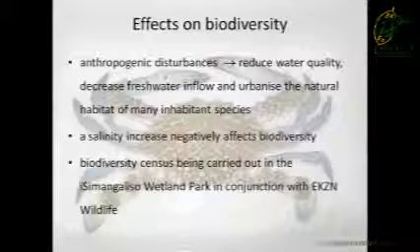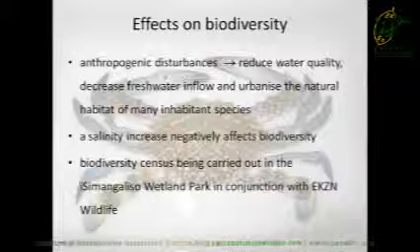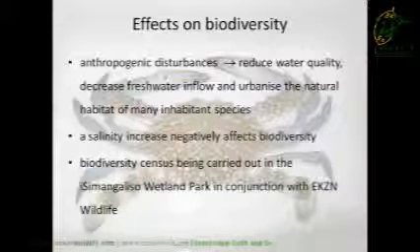So how does this affect biodiversity? Okay, anthropogenic disturbances reduce water quality, decrease freshwater inflow, and urbanize the natural habitat of many inhabitant species. Then you have fluctuations in salinity which negatively affect biodiversity, with your stenohaline organisms moving out of the area. And in fact, in St. Lucia, a lot of euryhaline organisms are moving out as well.